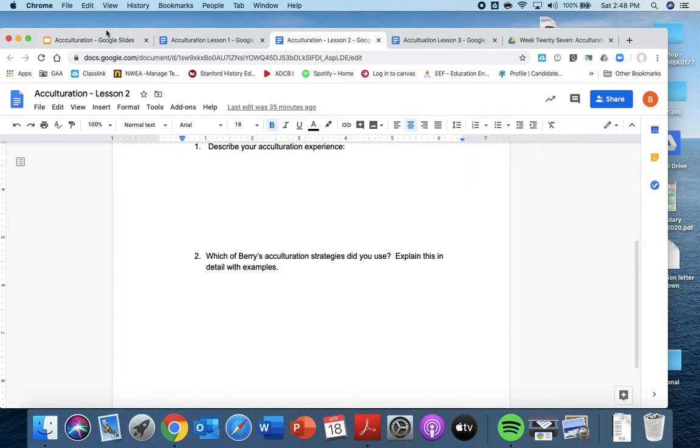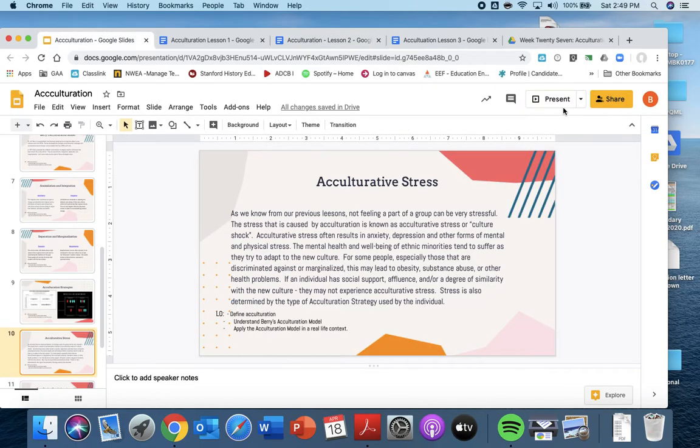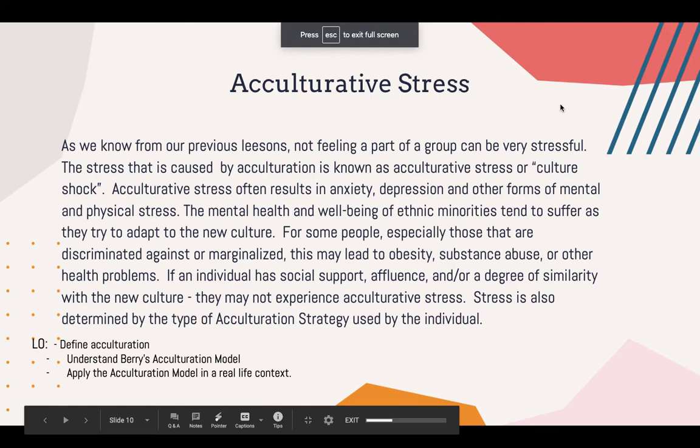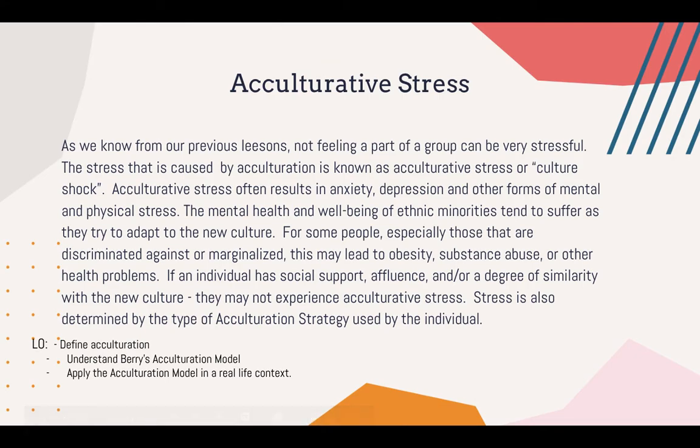Okay, so going back to our presentation, for lesson 3, we're going to be talking about acculturative stress. Now, we all know when we go into a different situation, it can be very stressful. So when we're in an unknown situation. And as we know from our previous lessons on social identity theory and acculturation, when you don't feel like you're a part of the group, it can be very, very stressful.